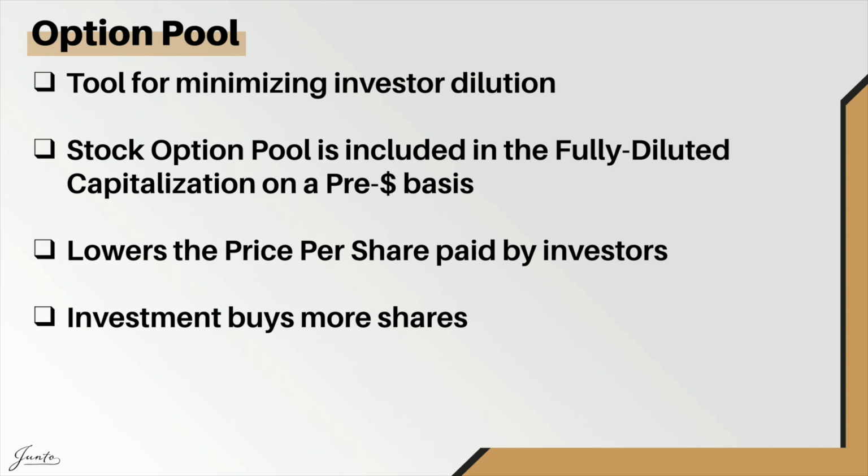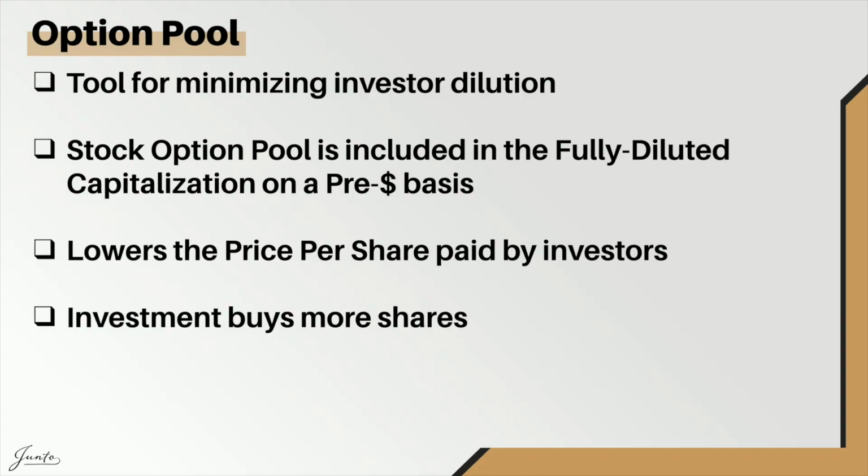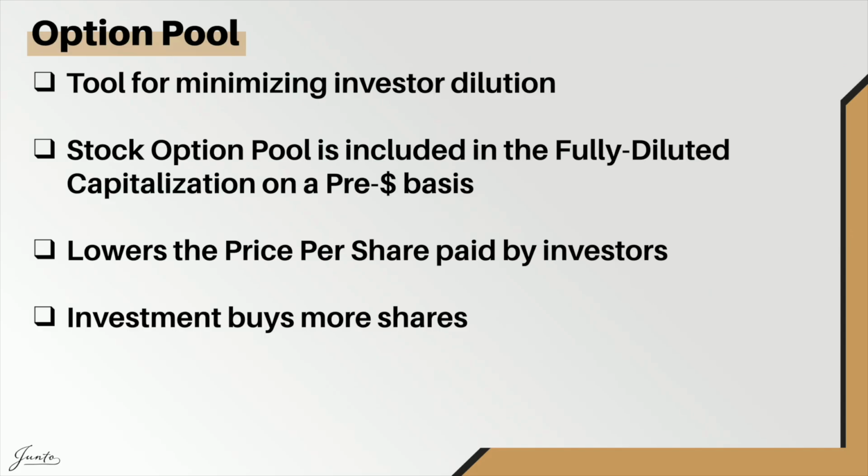So importantly, the investors are going to require the stock option pool to either be created or increased and included in the fully diluted capitalization on a pre-money basis, meaning before they make their investment. What this does, as we saw a bit in the last section and will explore in more detail here, is that it lowers the price per share paid by investors, right? The price per share is determined by looking at the number of fully diluted capitalization that's existing before the investment. And so by increasing the number of shares, the investors can pay a lower price, and so that investment will in turn buy more shares.